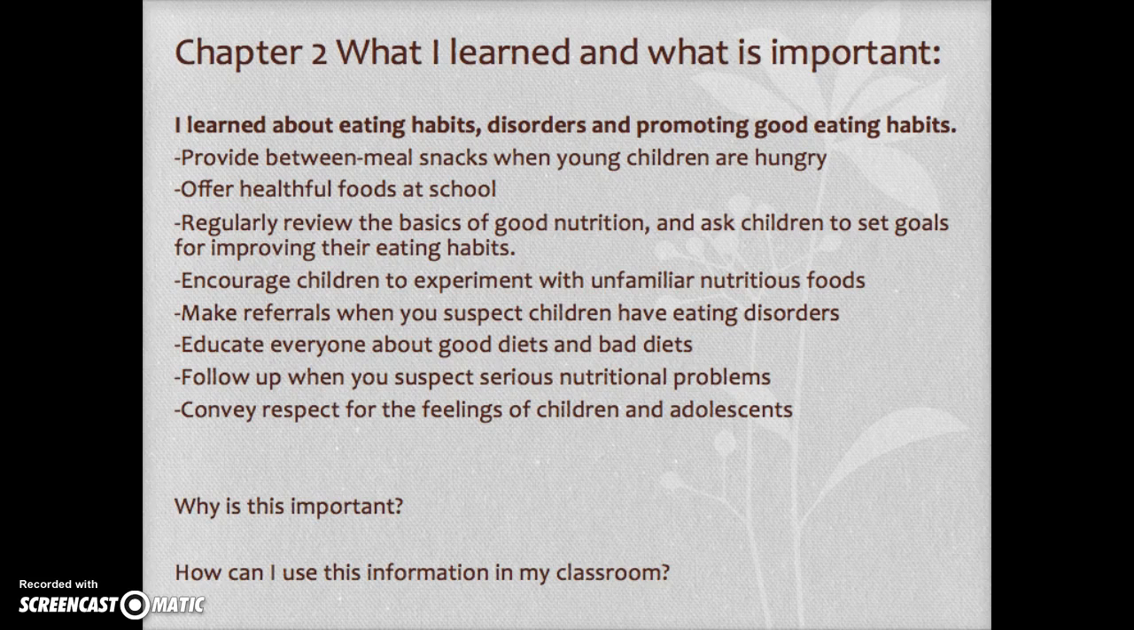How can I use this information in my classroom? I can use this information by implementing good eating in the classroom. I could only allow healthy snacks and foods. I know a lot of schools already ban soda and candy, so I guess it just depends on where I'd work. I could also make sure to teach my students what foods are bad and what is good, as well as encouraging students to try new healthy fruits and vegetables.